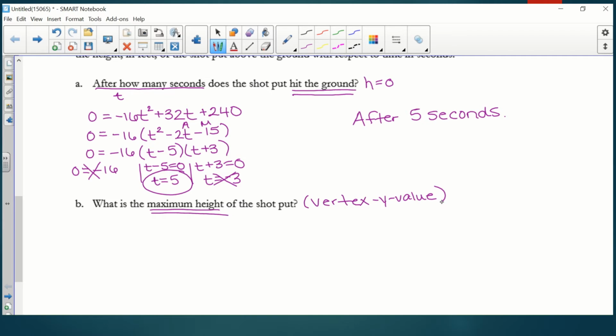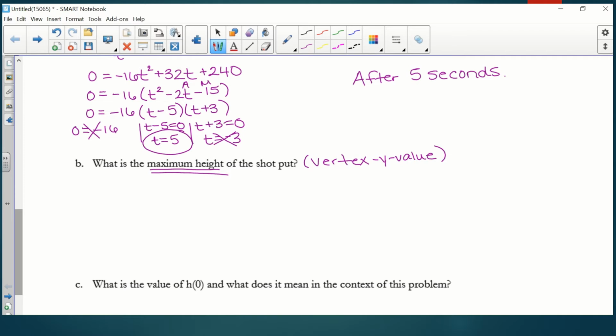So we can find the t value, or the x value of our vertex, by using the axis of symmetry formula. So in this case, instead of saying x equals, I'm going to say t equals negative b over 2a. Okay, so plugging in my b value here, which is 32, over 2 times my a value, which is negative 16, I come up with a t value of 1.